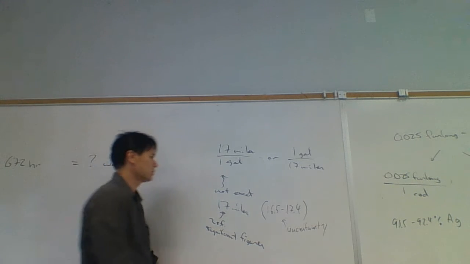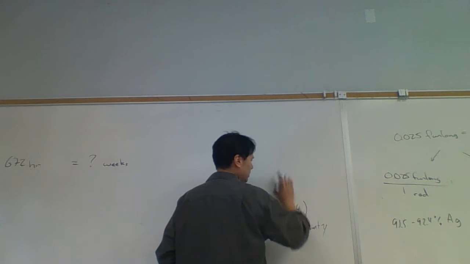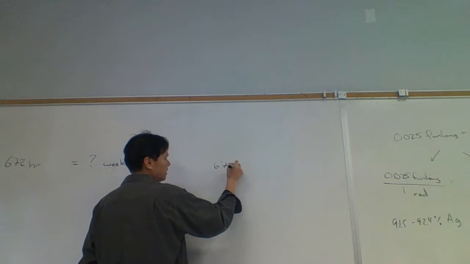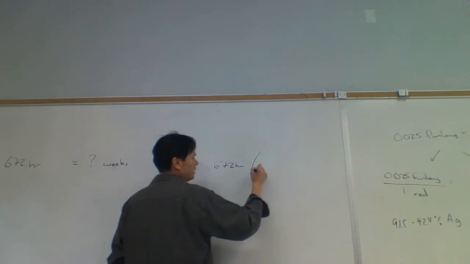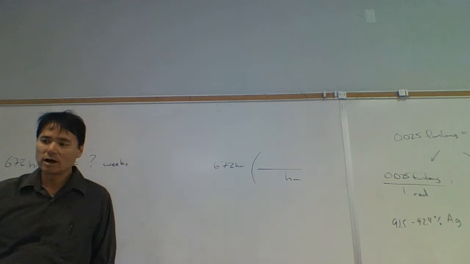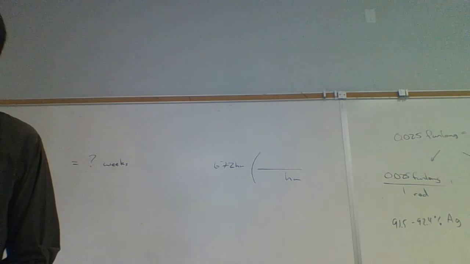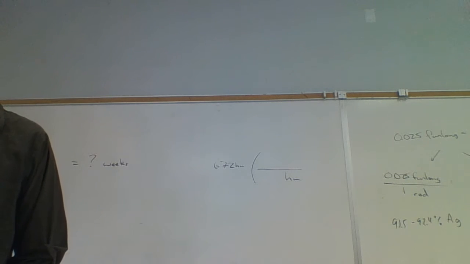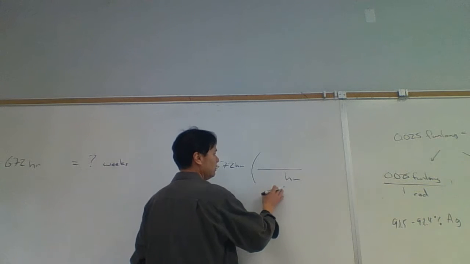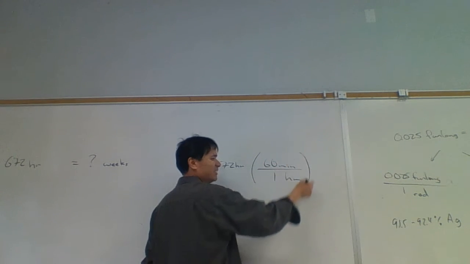I don't come up with a mental map of how I'm going to get there. I'll just try different things. So one thing we'll try is 672 hours. We need to get rid of hours and go towards weeks. Do you know how many hours there are in a week? Do you have that memorized? Well, we can figure it out, but I don't have it memorized. But I do have one thing memorized. I know that there are 60 minutes in 1 hour.